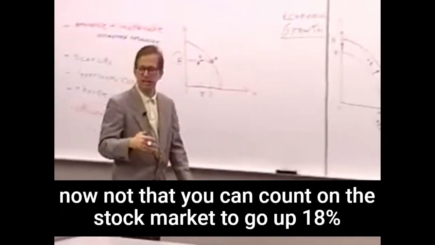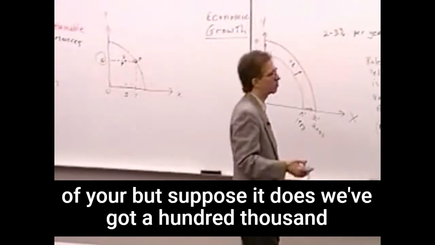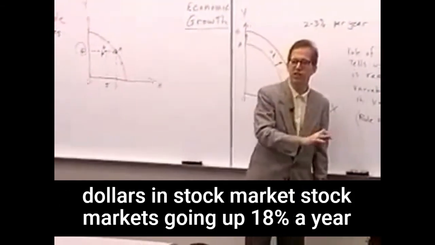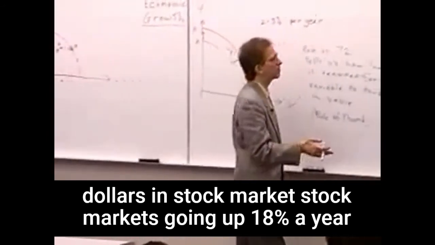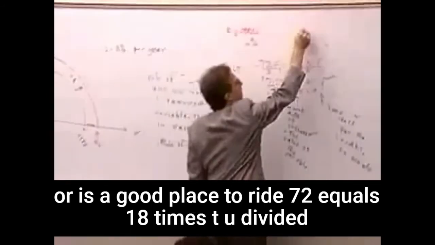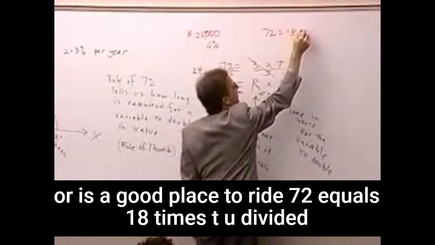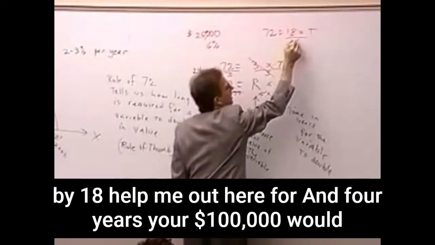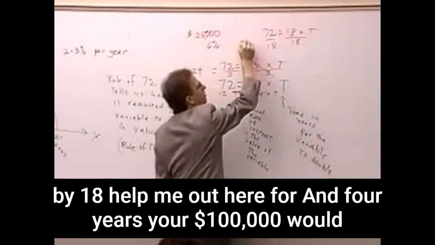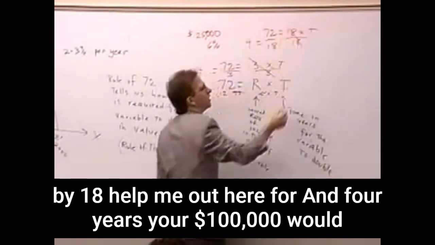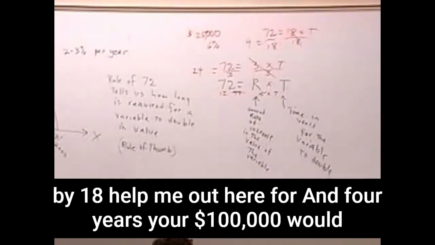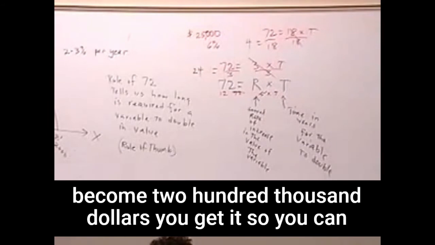Now, not that you can count on the stock market to go up 18% a year, but suppose it does. You've got $100,000 in the stock market going up 18% a year. Where's a good place to write? 72 equals 18 times T. You divide by 18. Help me out here. 4. In 4 years, your $100,000 would become $200,000.